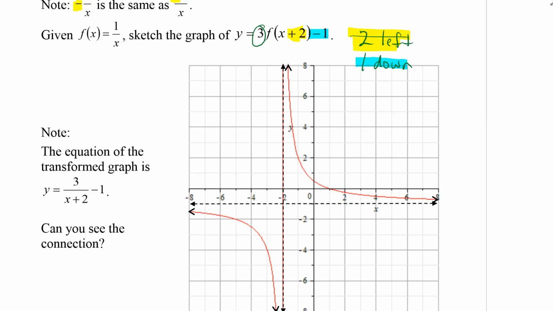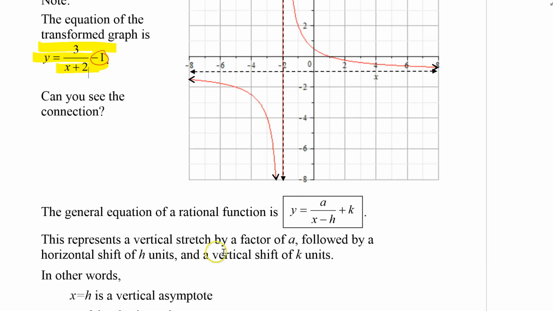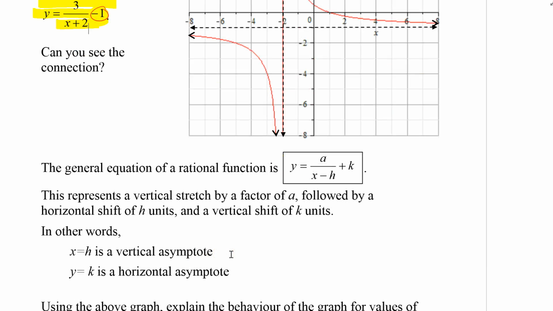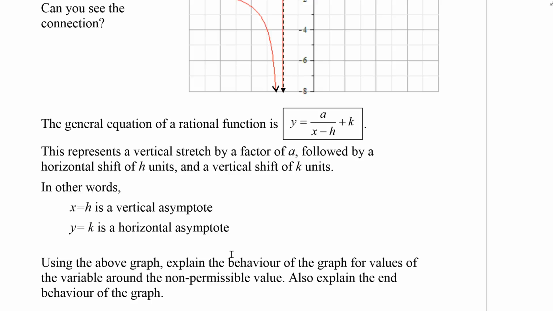So back at our notes here, this would be the graphing-friendly way I was talking about to draw this function. Here is my a value of 3, and there's my h value of minus 2, which moved it left 2, and here is my negative 1, which caused it to move down 1. I hope you can see those connections. So there is our general equation of the rational function, and you'll notice that x equals h will be our vertical asymptote, and y equals k is our horizontal asymptote.